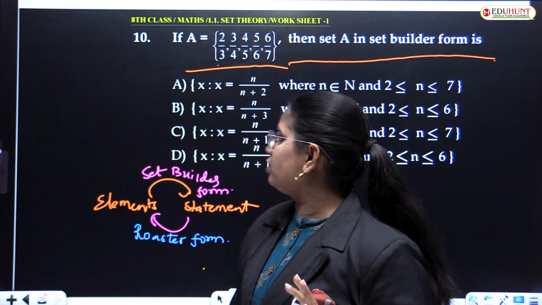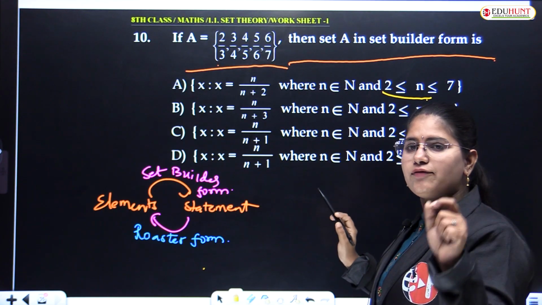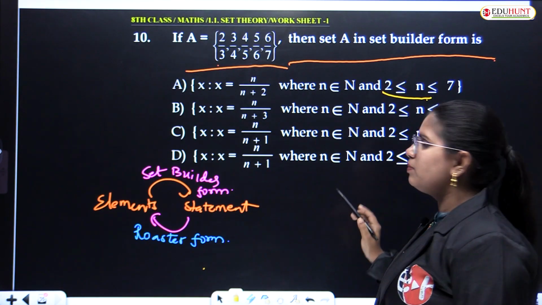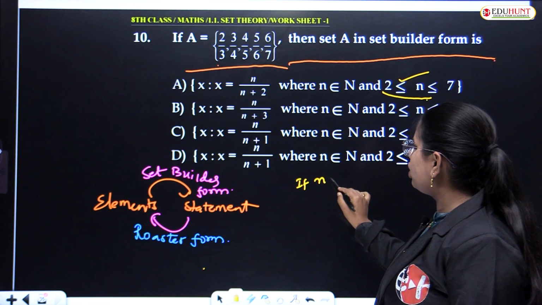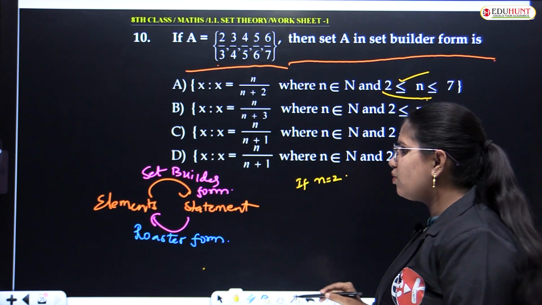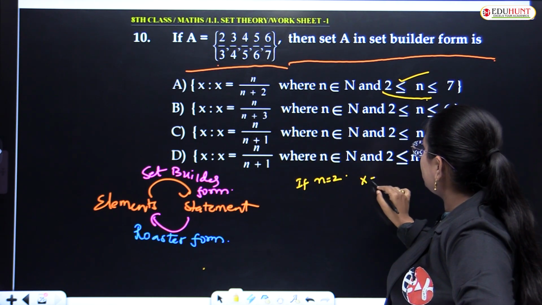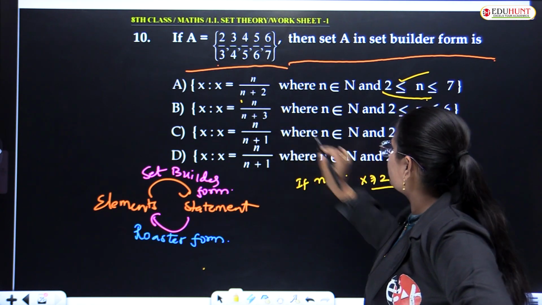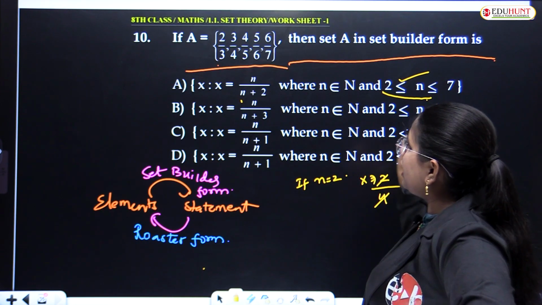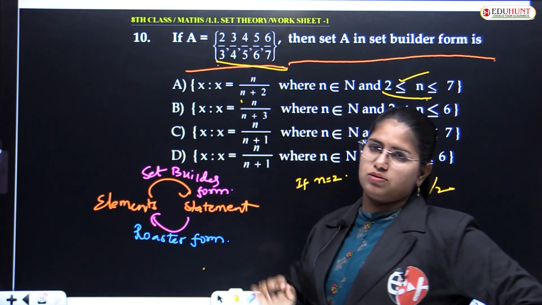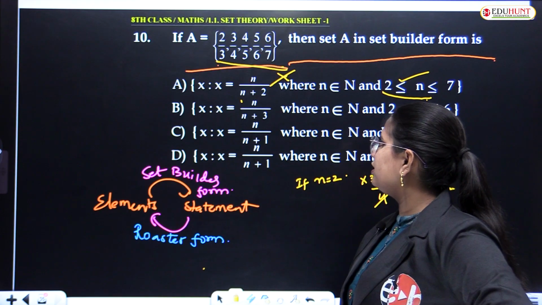So the first option: n is greater than or equal to 1. So that means I have to take the number from 2, because it is also being equal, no? So if n is equal to 2, let us check with the options. If n equal to 2, keep it in the option. X value will become 2 by n plus 2, which is 2 plus 2 is 4. So 2 divided by 4 is 1 by 2. But I didn't find that 1 by 2 in this option. So option A is got deleted.